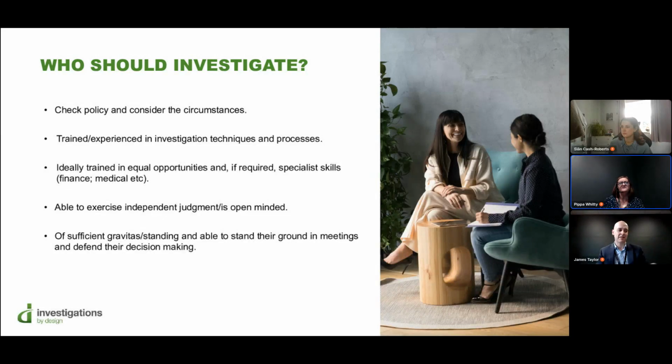So moving forward then, who should investigate? Well, planning is key to any investigation, and to start that process is to consider who should undertake that investigation. So when choosing your own investigator, start by checking your policy, but then take a step back, assess the circumstances of that case. Ideally, your investigator should be trained or experienced, not only in investigations themselves, but also in areas like equal opportunities or specialist topics where necessary, such as finance or safeguarding.